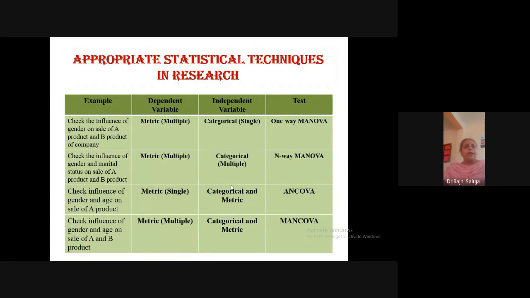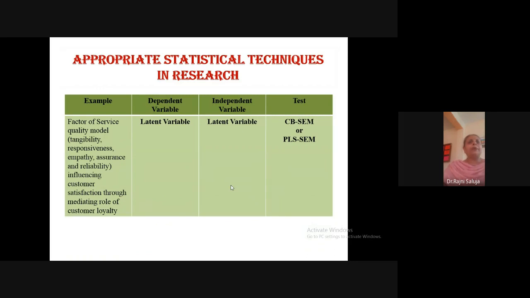Then next one is, for example, if we are talking about the factors of the service quality model, these are the variables which are available for service quality. That is tangibility, responsiveness, empathy, assurance, reliability, including customer satisfaction through the mediating role of customer loyalty. Now here the customer loyalty is a latent variable. Latent means hidden. Independent variables, these are the latent variables. So in this case, we can apply what we call structural equation modeling with the help of software.